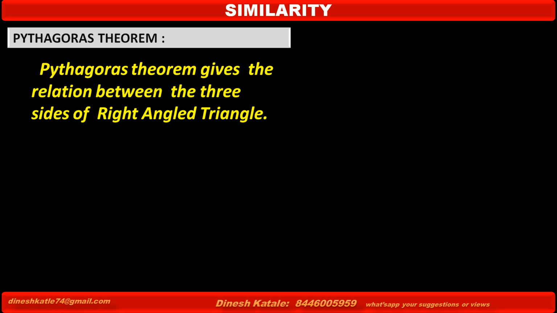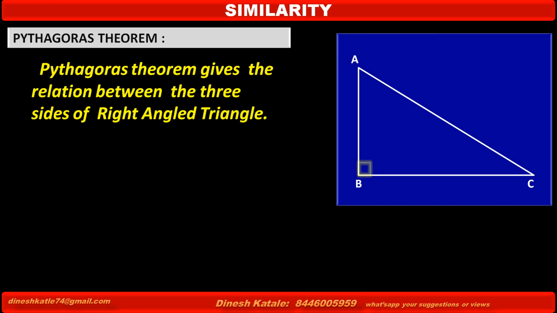Now we have to learn about Pythagoras theorem. Pythagoras theorem gives the relation between the three sides of a right angle triangle. This is the right angle. Consider this triangle ABC. Now, according to Pythagoras theorem, hypotenuse square is equal to, now in this case, angle B is right angle, so the side opposite to angle B, which is AC, is the hypotenuse.